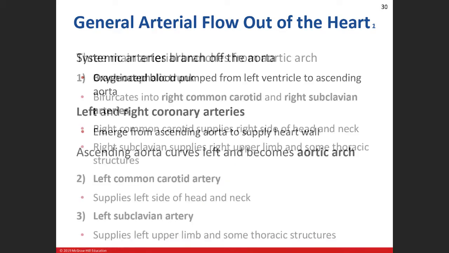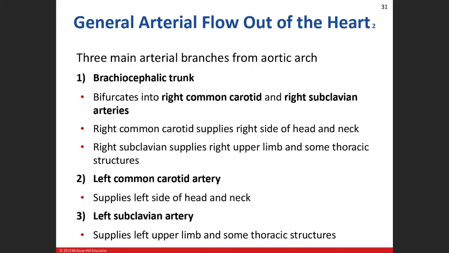So the first of the three is called the brachiocephalic trunk. Now, if you look at that, brachial means arm, cephalic is head. So this named artery is basically telling you what it's going to supply. The brachiocephalic trunk is going to divide or bifurcate into the right common carotid artery, and that's going to go up into your neck and supply the right side of your head and the right side of your neck. That's going to be the right common carotid.